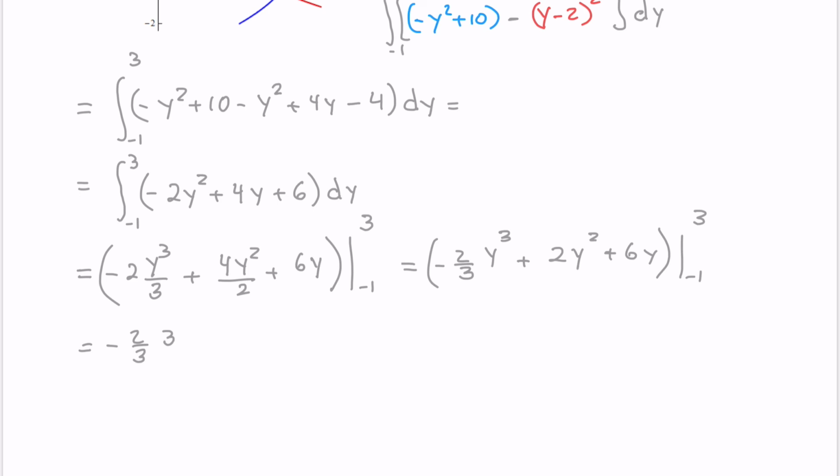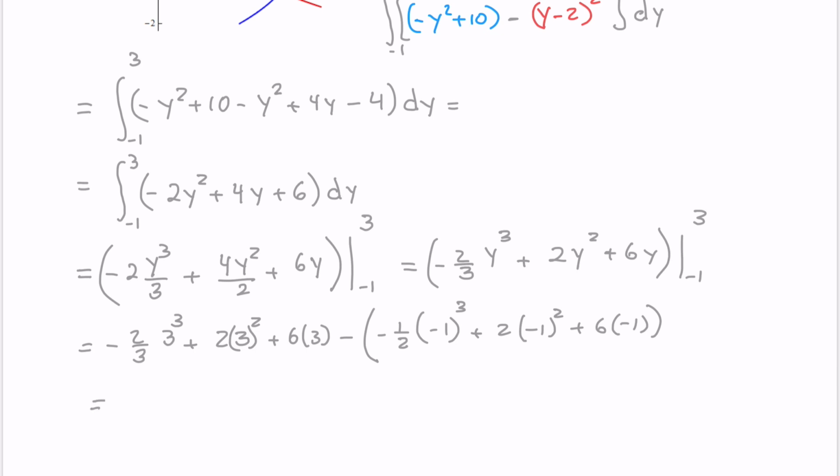2/3, 3 cubed plus 2, 3 squared plus 6 times 3, minus, keep that negative sign there, -1 cubed plus 2 times -1 squared plus 6 times -1. Okay? And I'm not going to do all the fractions and stuff. You get, what, 64 over 3. Okay? And we're done. That, I hope, helps you refresh areas between curves. Alrighty. See you in the next one.